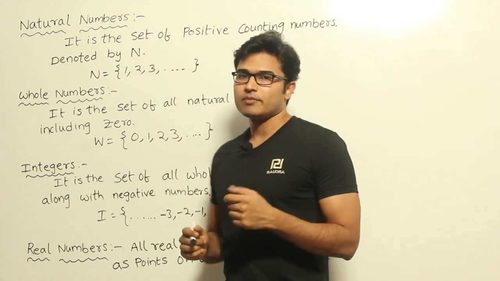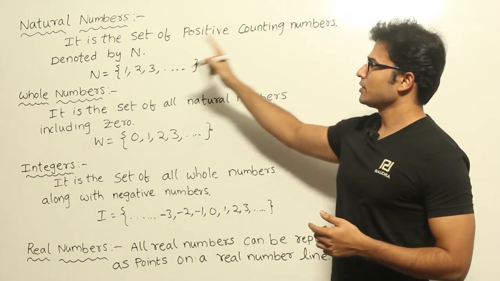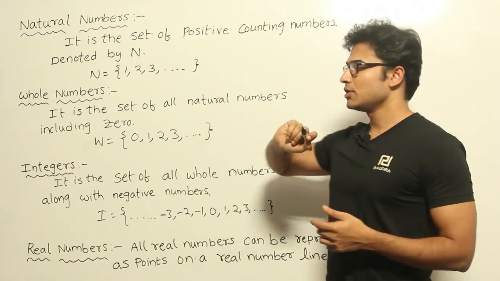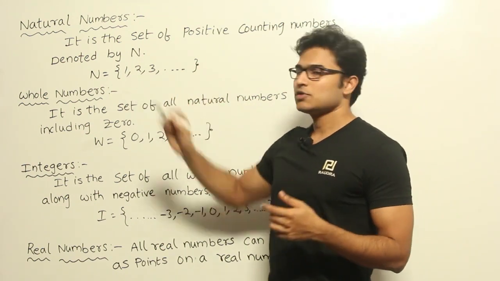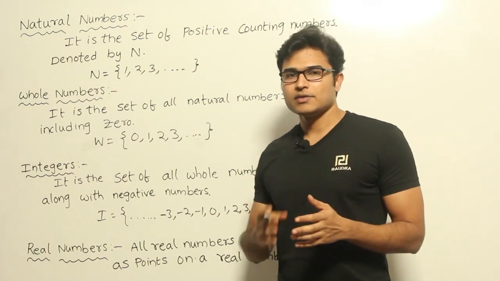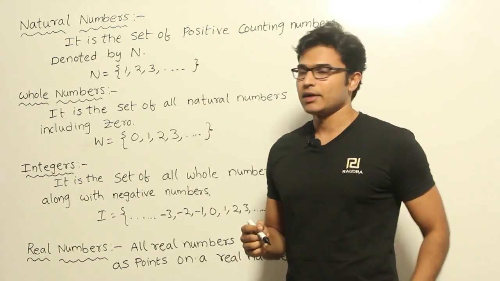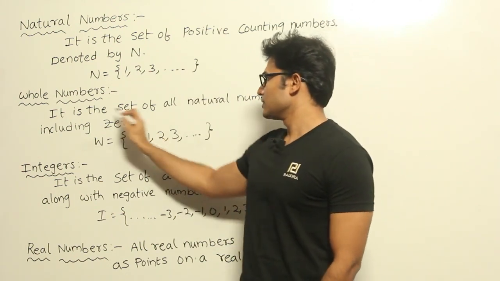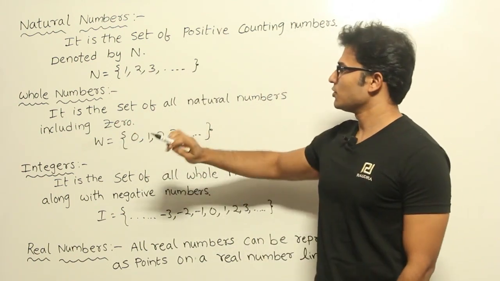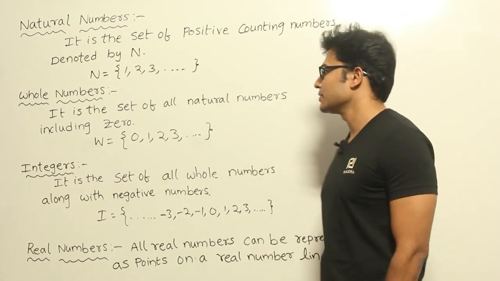First one is natural numbers. You must be knowing about it. It is a set of positive counting numbers denoted by N. We generally use N to denote it, and natural numbers are the numbers which we use for counting. We don't have 0 in it. Other than 0, all the other numbers we have, like 1, 2, 3, 4, and so on, right? And whole numbers, it is a set of all natural numbers including 0. So if to natural numbers I add 0, that is going to be whole numbers.